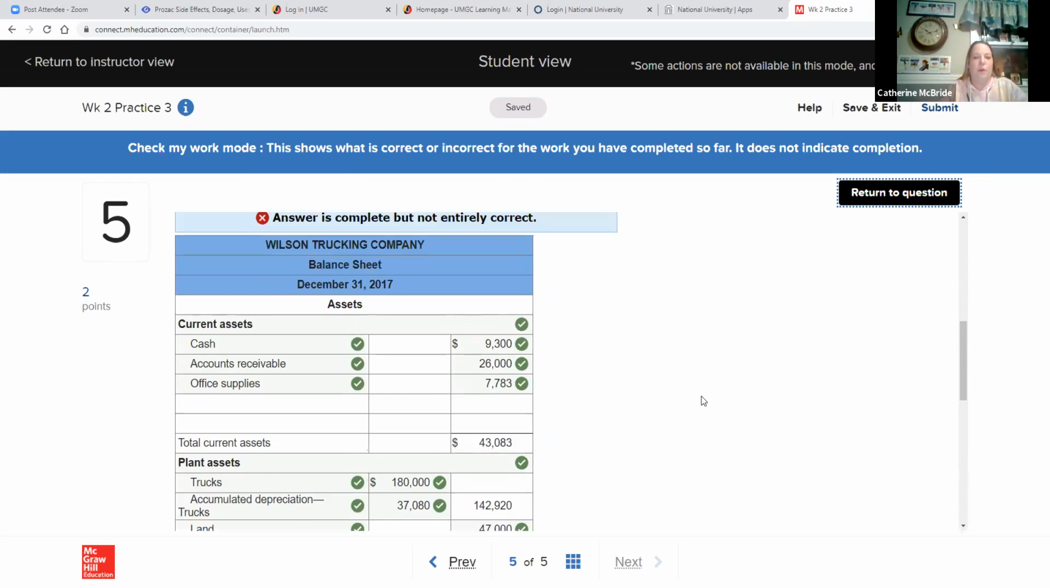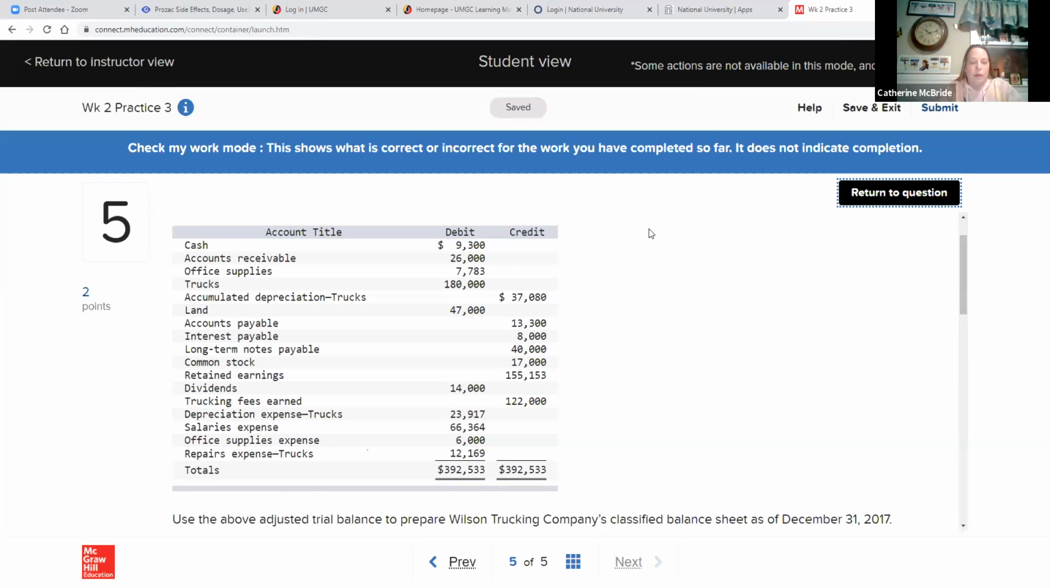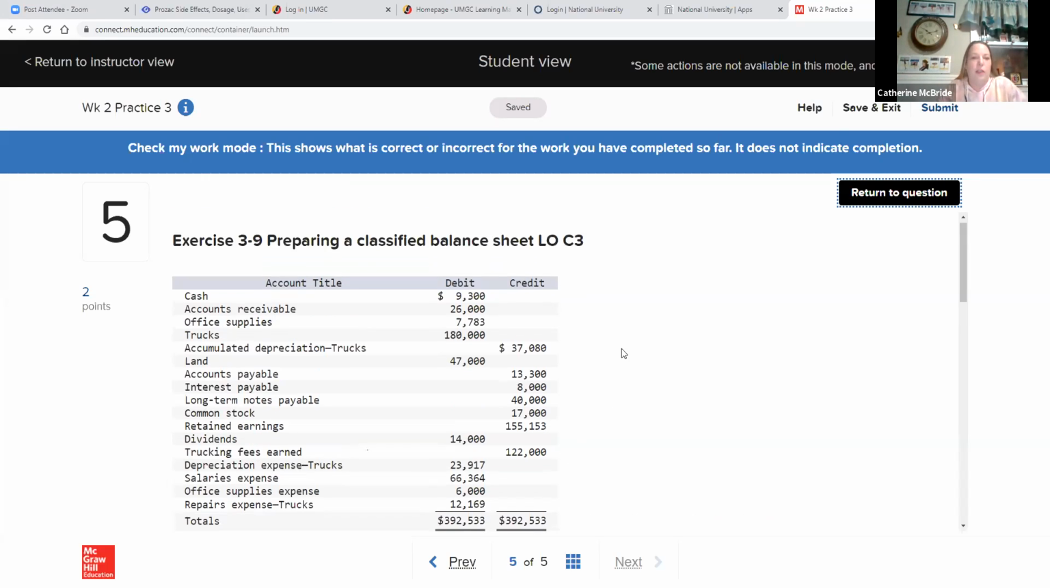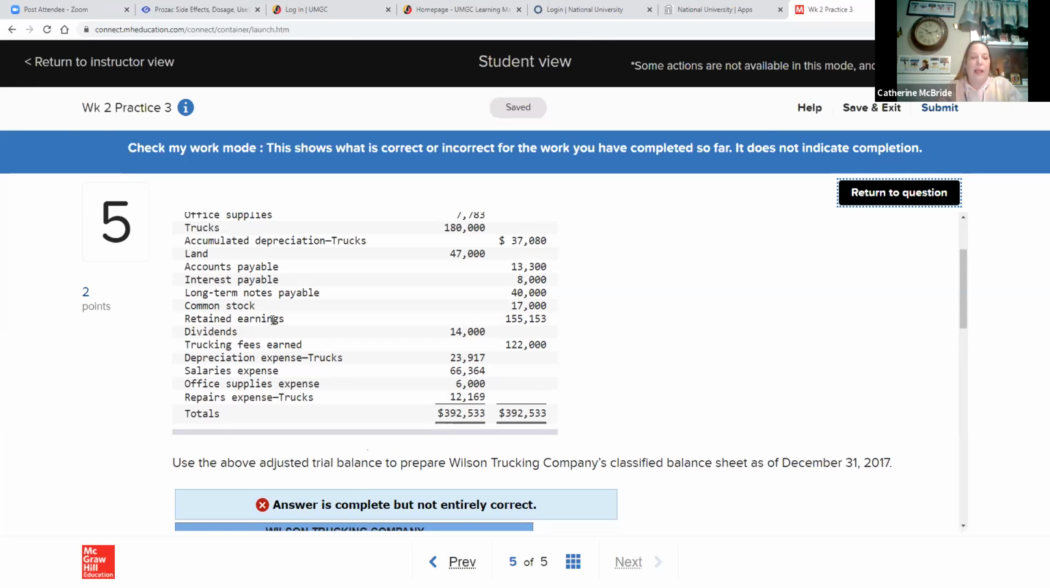That's what I thought. We have to figure out retained earnings. So they gave us the classified balance sheet, use the above adjusted trial balance. No, it is adjusted. So on our trial balance, we haven't adjusted our retained earnings. So the one thing that you have to do here is figure out your ending retained earnings. So we know that we have beginning retained earnings plus net income minus dividends, right? Gives you your ending retained earnings.